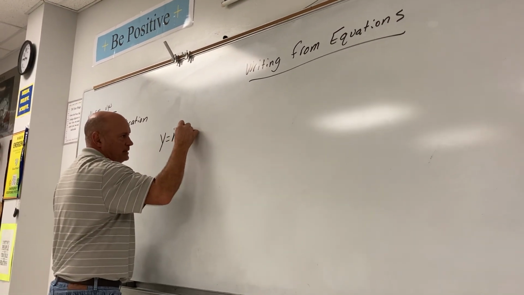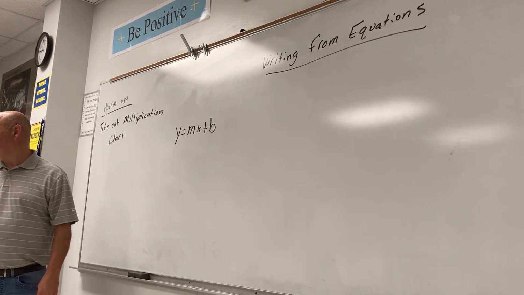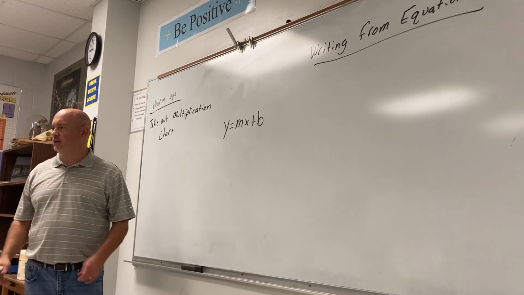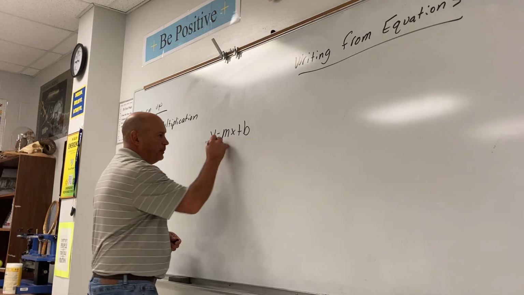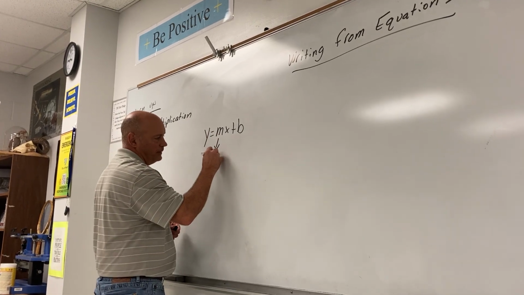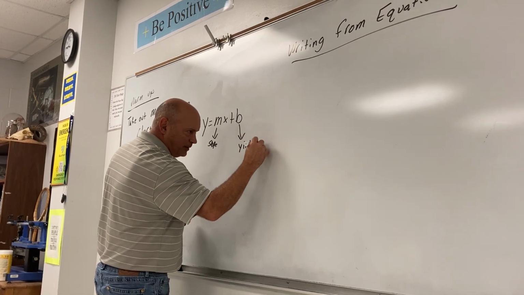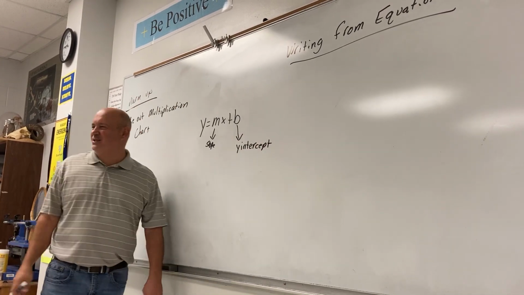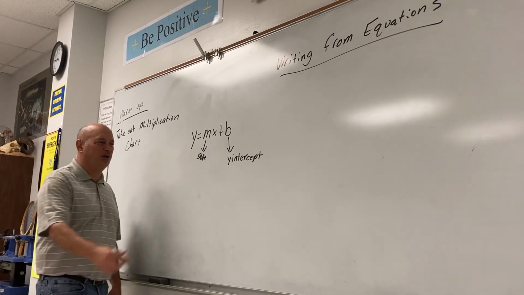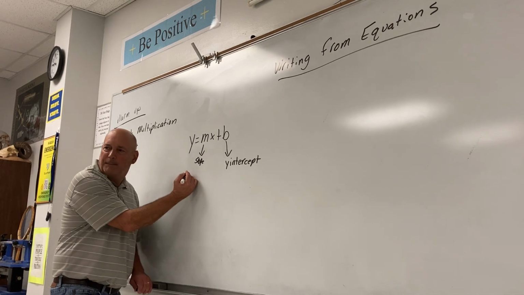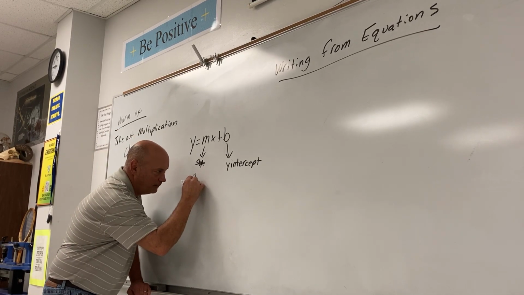What two things do I need to know to write an equation? The slope and the y-intercept. But remember, for word problems, those two words don't really help me out. I gave you some other words that are better. What's a better word for slope? Rate of change.